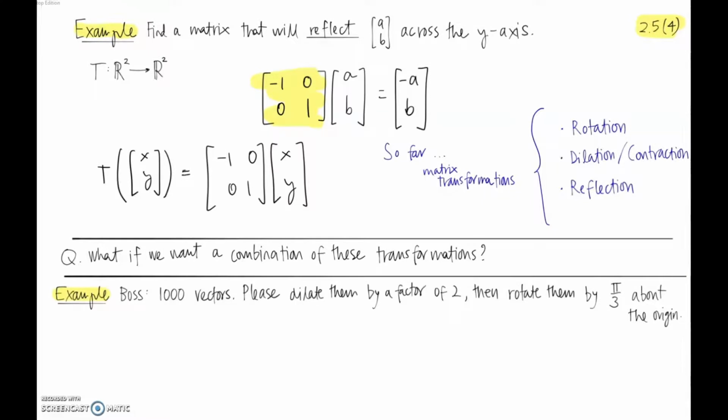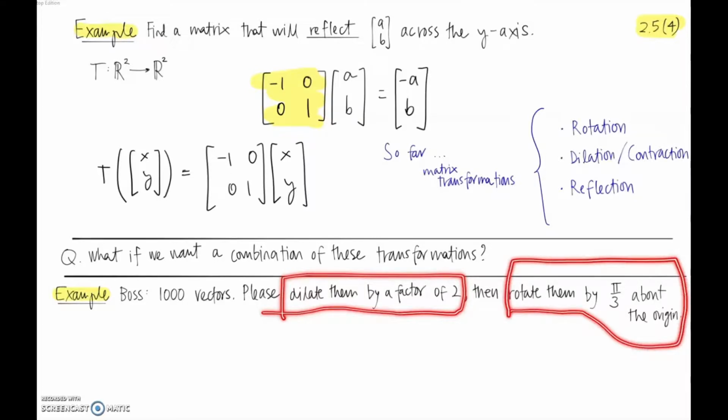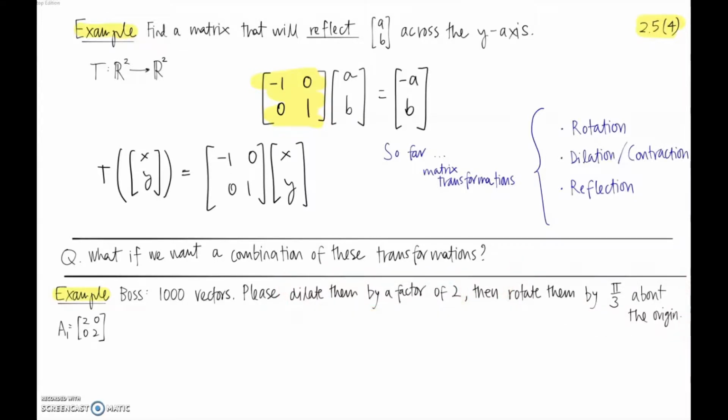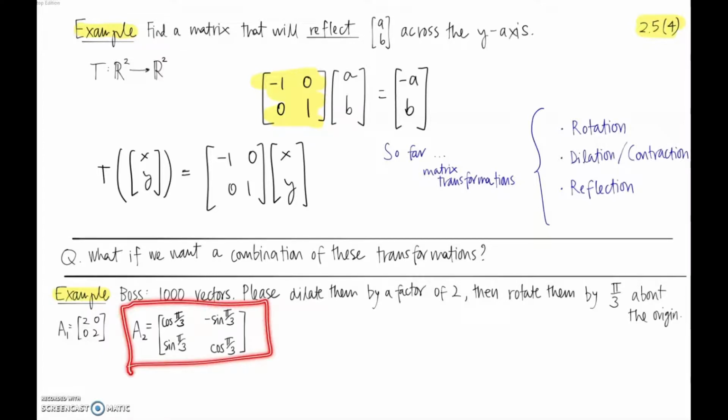So this time your boss comes and he has 1,000 vectors, and he asks you to please dilate them by a factor of 2. And then when you finish that, rotate them by pi-thirds radians about the origin. And so you start getting all ready. This matrix right here will perform the dilation. And then I have this matrix that will perform the rotation for me. And we can clean this guy up a little bit.